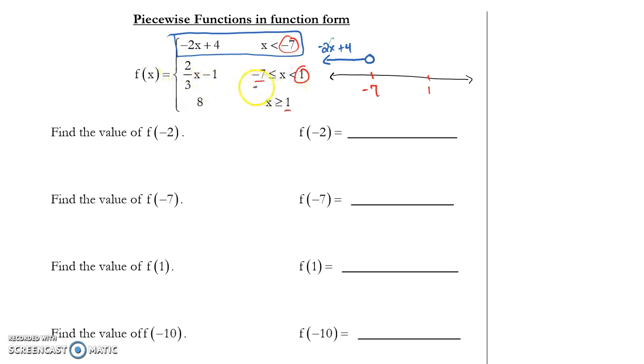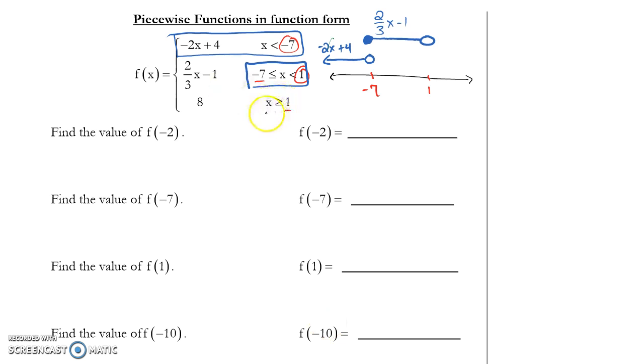Now, what if x is between -7, including -7 because of that "or equal to"? That's a closed circle at -7. And +1, that means I'd keep going to the right until I get to 1, but that's not an "or equal to," so it's an open circle. Any number in this piece of the function, I would plug into x in this equation.